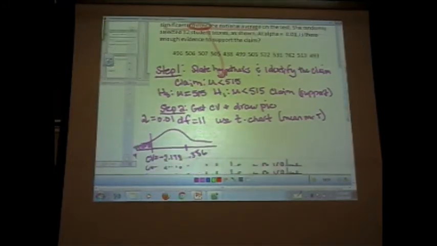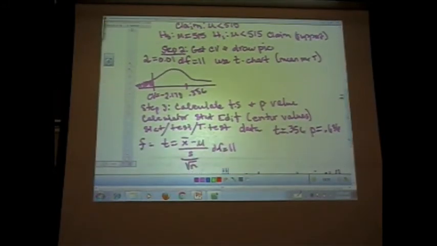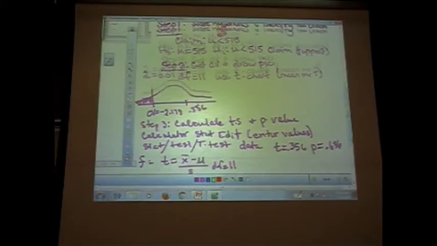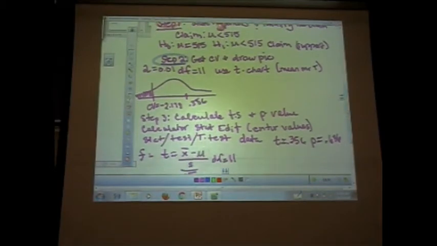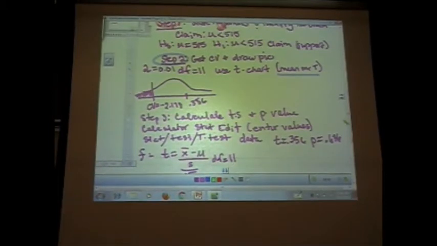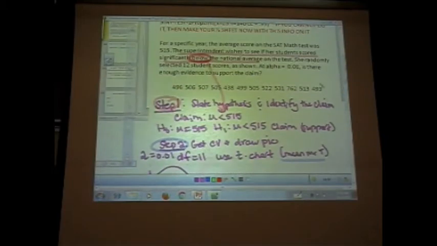Okay. So then step two is to get the critical value and draw a picture. I use the T table to get the critical value because it's a mean, so T, and her sample was 12, so I used the DF 11. How'd you know it was 12? Because it says she randomly selected 12 student scores.